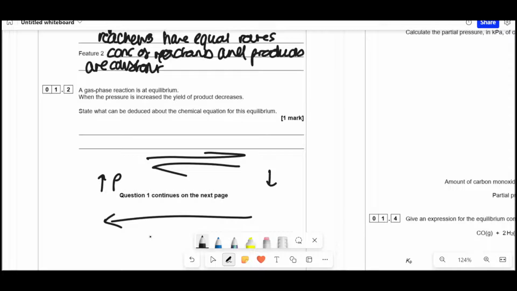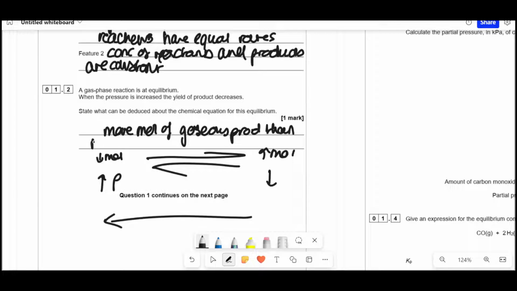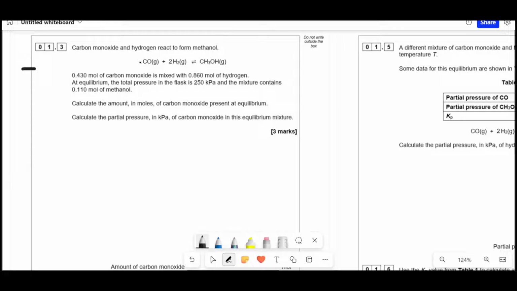So then you need to think, okay, when I increase this pressure, the equilibrium's going this way. So what do we know about pressures? When you increase the pressure, the equilibrium will shift to the side with the lower moles to counteract the change. So if it's going this way, then there's got to be a lower number of moles here than here. So there's got to be a higher number of moles here. So that must mean that there is more moles of gaseous products than reactants. It has to be gaseous because aqueous stuff isn't going to really be affected by the pressure.